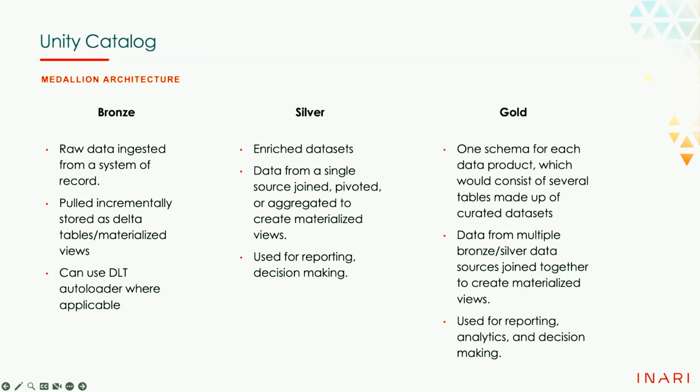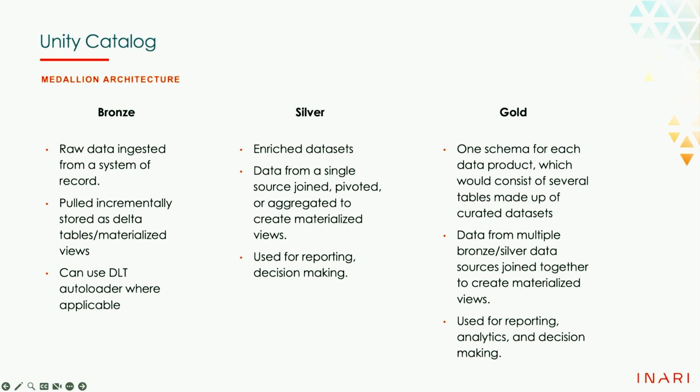The approach we took is a fairly familiar one to most of you. We took a medallion architecture approach. So bronze, silver, gold. We have raw data from all the systems of record, as we call them, that go directly into the bronze zone. And this gets pulled incrementally, either as Delta tables or materialized views, depending on if it's jobs or DLT. And then we also use DLT Auto Loader, which is a really neat tool, wherever applicable.